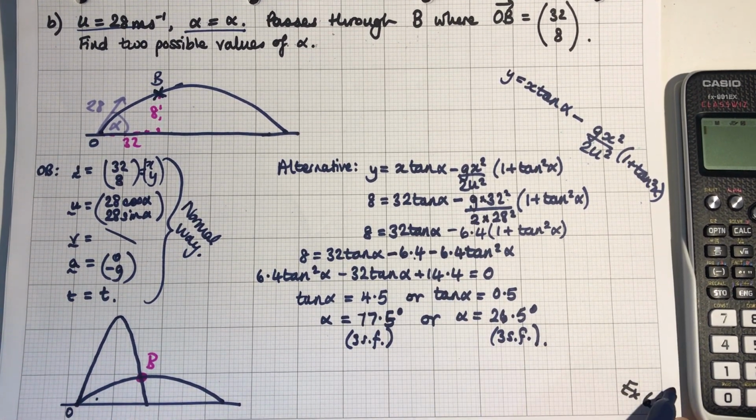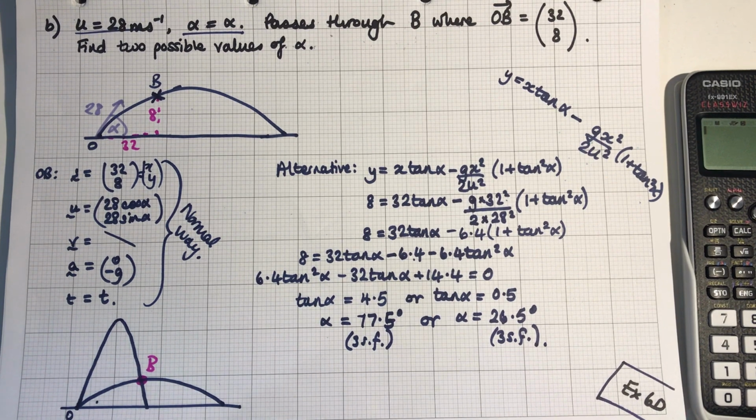So there we go. Now you can do exercise 6D, and that is the entirety of the Projectiles chapter, which I hope you'll agree with me at this point is the best chapter in the book.